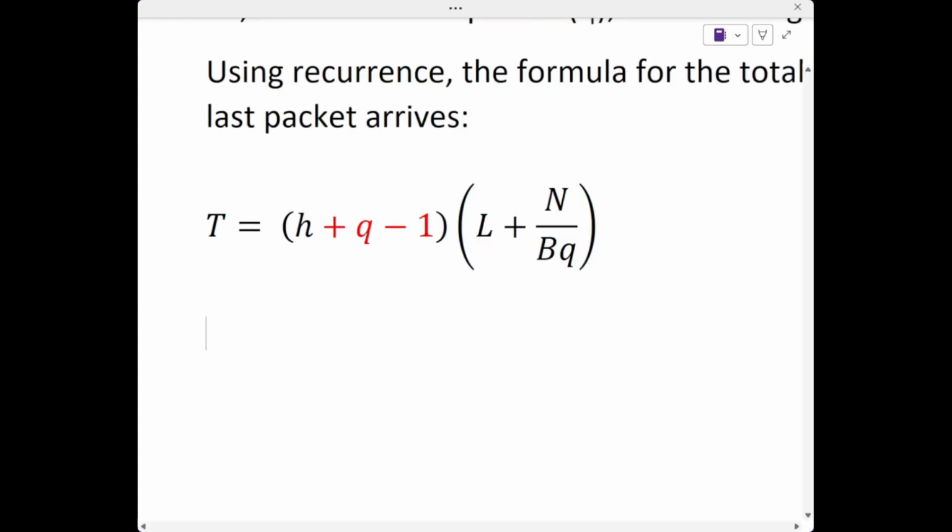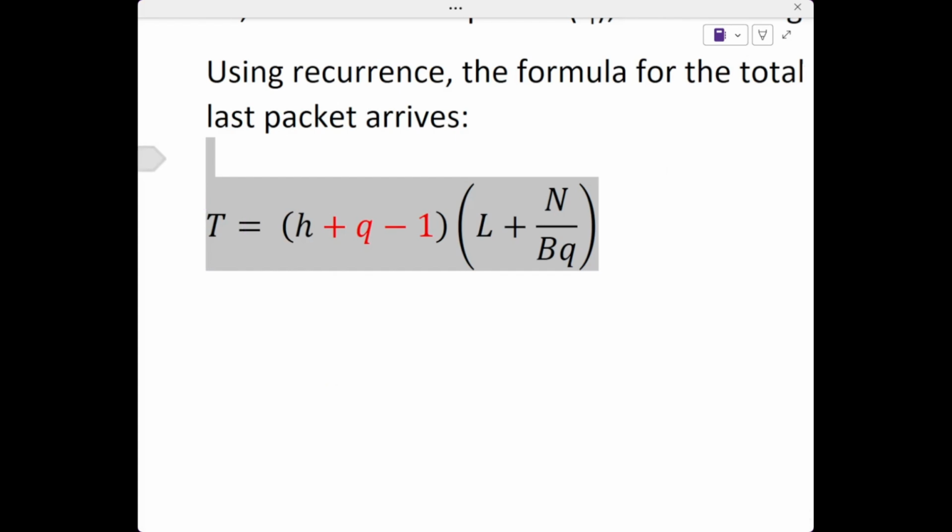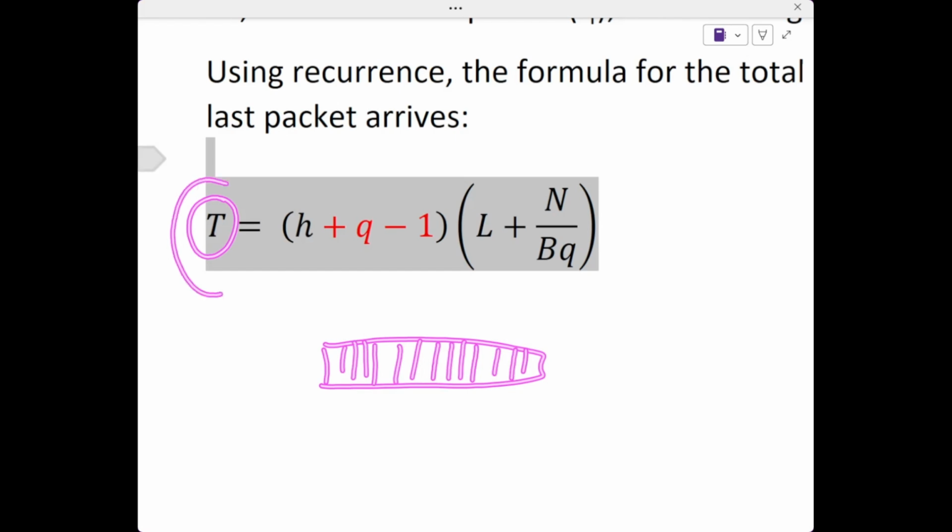You can see here that the time needed to send the message depends on the queue, and the queue is our choice. If we split the message into two sub-messages, we will have a t. If we split it into many sub-messages, we will have another t.